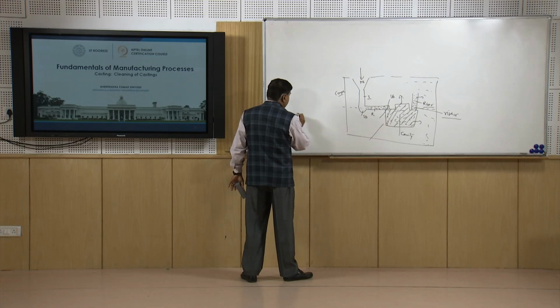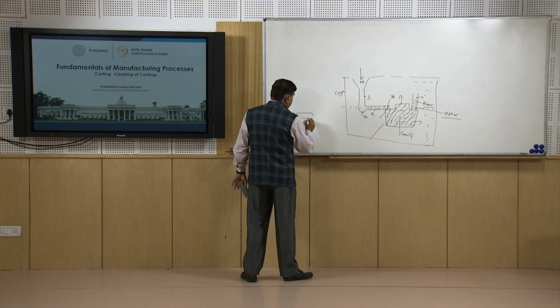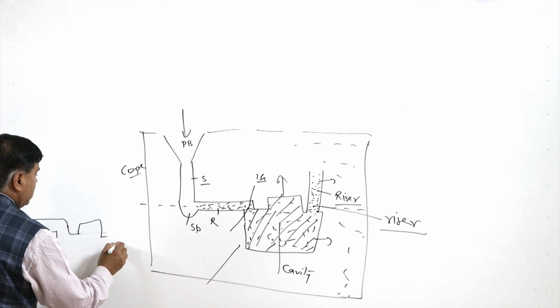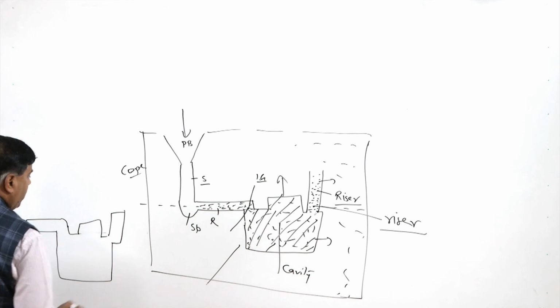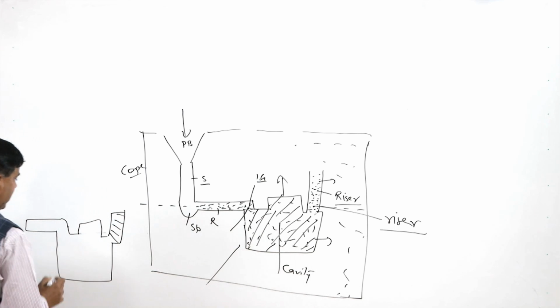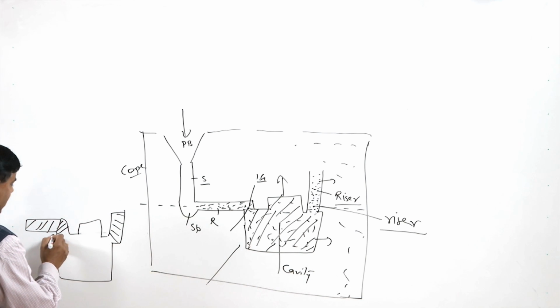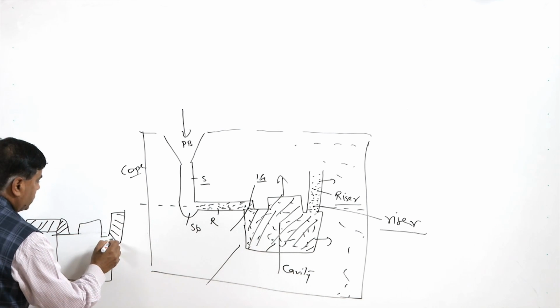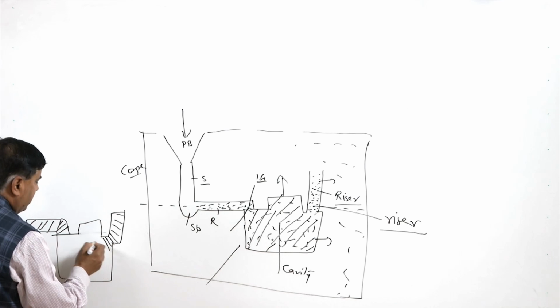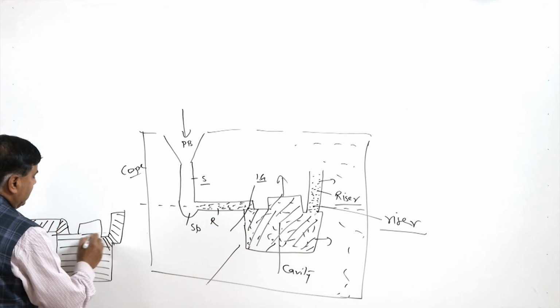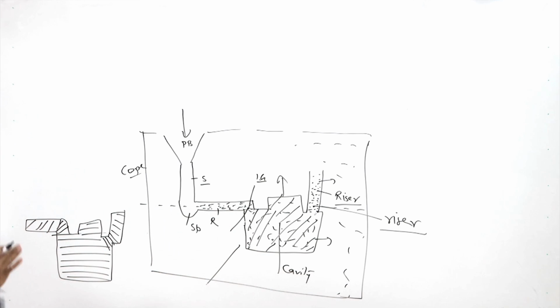So, basically we will be getting the runner attached with the ingate, this is the casting, a casting of the same shape, and this is, say, the riser. So, this is the solidified metal in the riser, this is the solidified metal in the ingate, solidified metal in the runner, and actually what we want, the casting is this much only. So, this is the casting which is needed. We may say these hatched horizontal lines indicate the casting which is desired.